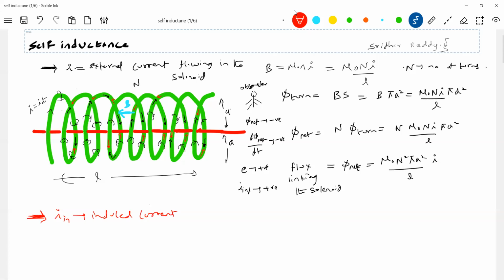Why does this induced current flow? Due to Lenz's law. Because whenever a flux linking a coil varies, then there must be an induced current flowing. According to Lenz's law, the direction of induced current should be such that it should oppose the cause. What is the cause? I is the cause. And what is the opposition? I induced is the opposition.